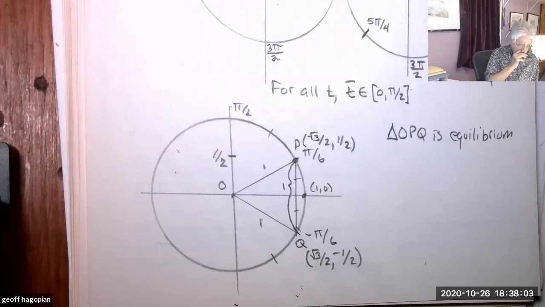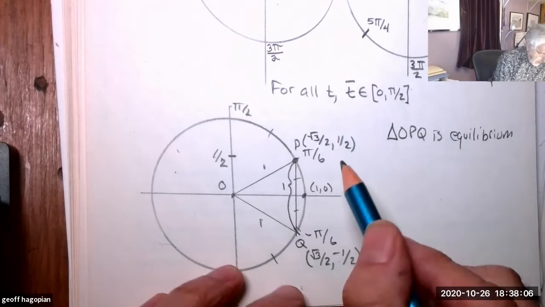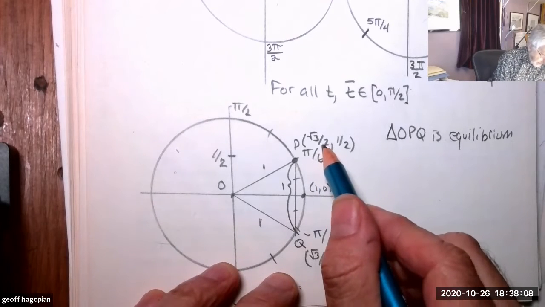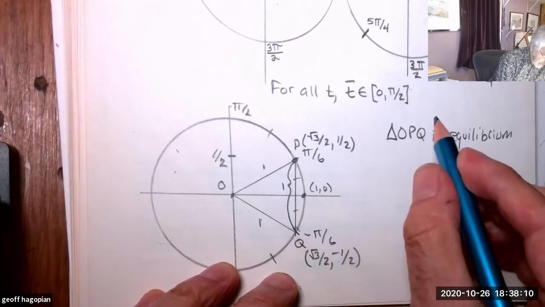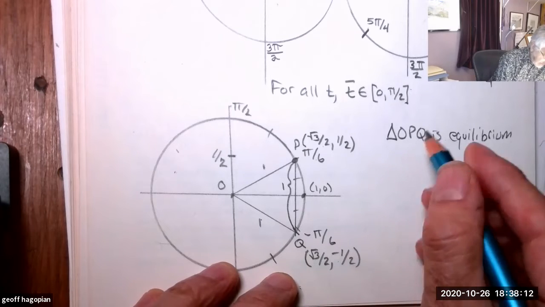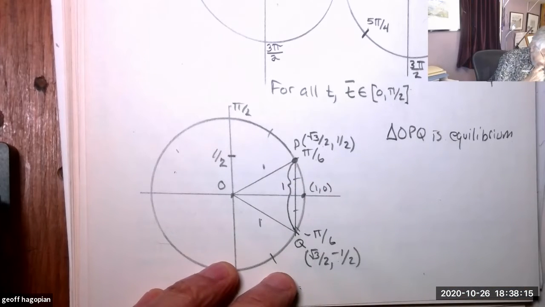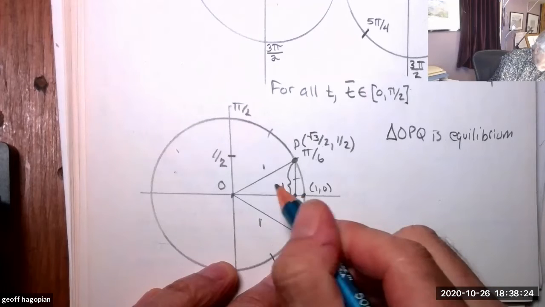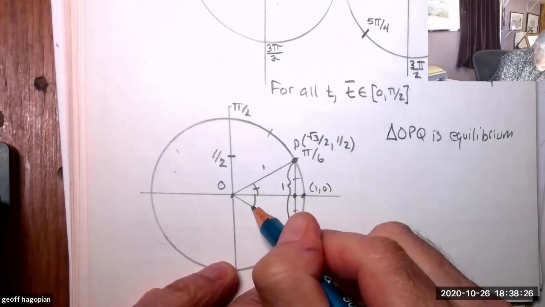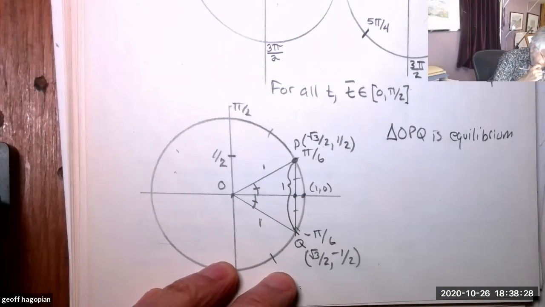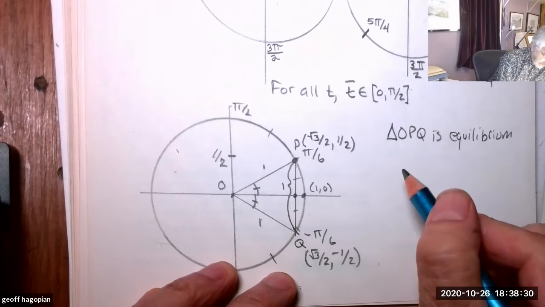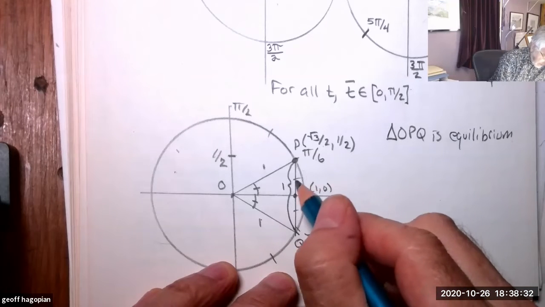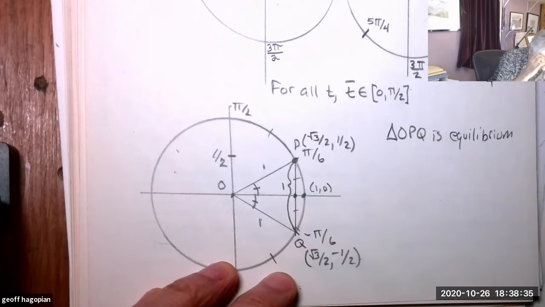So the terminal point associated with pi over 6 is square root of 3 over 2. And how do we get that, right? Well, that's Pythagoras' theorem, right? So we have a little right triangle here. So these two angles are equal, right? They have equal arcs, right? So they must be equal.